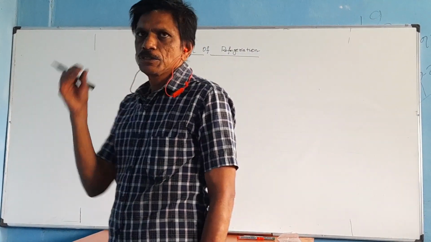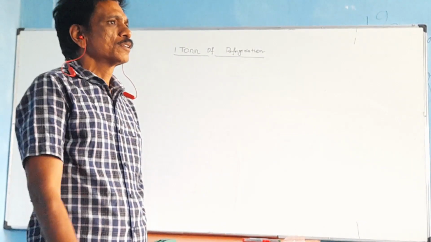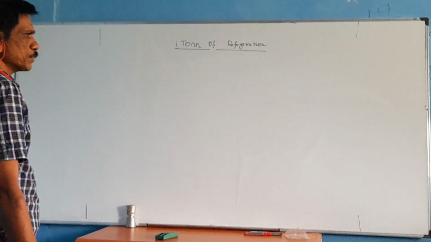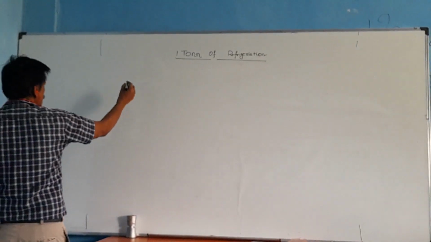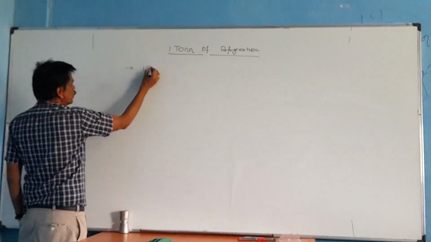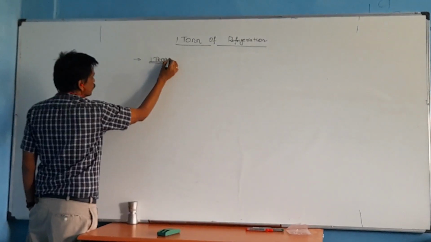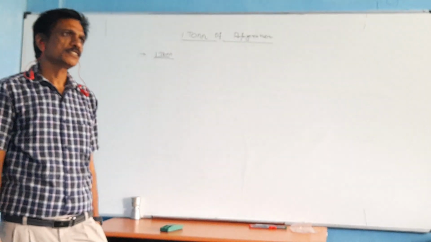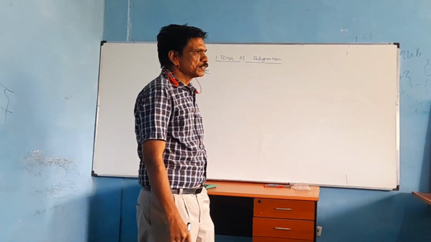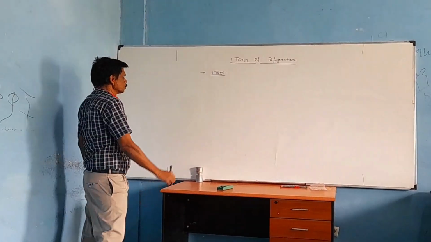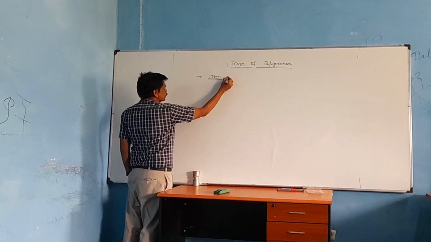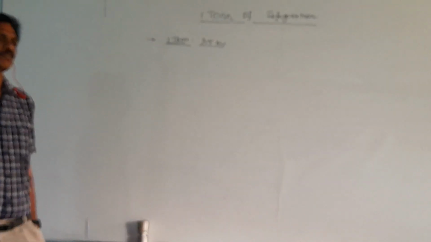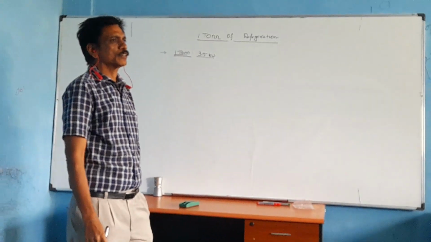In this video, we will discuss a few points about the unit of refrigeration. The unit of refrigeration is mentioned in terms of 1 ton. We will see the definition and also the mathematical derivation for 1 ton of refrigeration. Mathematically, 1 ton of refrigeration is 3.5 kilowatts.